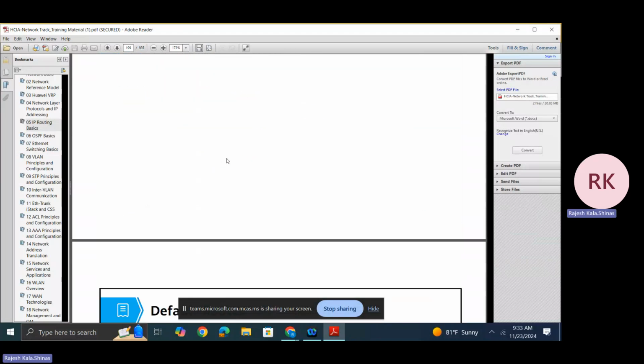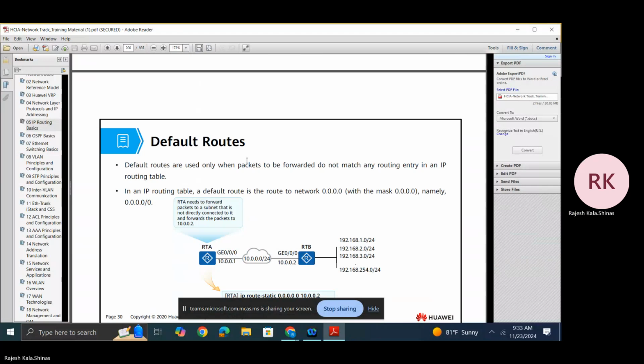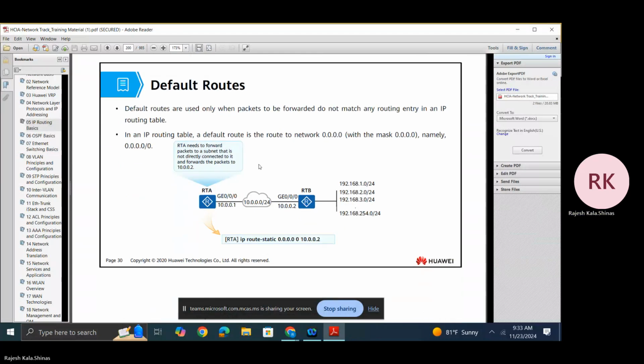Okay, remember that one. Default route means if I want to send a packet to a destination, and that destination address is not in my routing table, so what will I do? I want to reach these networks, but these routes are not in my RTA table. So I'll make a default route, where the network will be all zero, the mask will be zero, and it will be reaching up to the next router. From there, they will take care of it. That's called a default route.